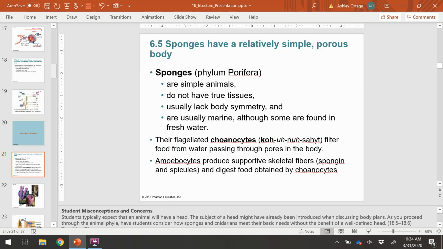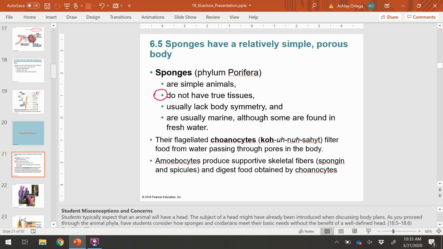First one, sponges. Sponges have a very simple, porous body, and they filter feed from their environment. They do not have true body tissues, which is one of their unique features.